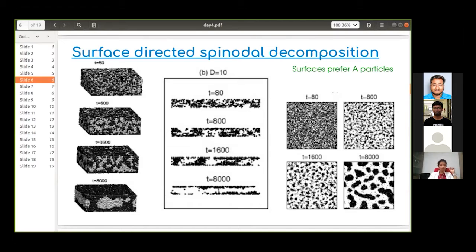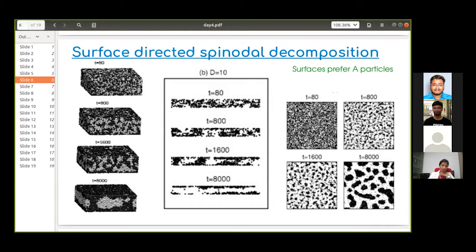As time progresses, you see the layers gradually developing. For example, at t equal to 800, if you look at the top surface, it has now already got more A particles, so it's trying to form a layer of A particles. In the intermediate region, you see some kind of domains or structures forming. A similar thing is happening at the bottom surface also, because the bottom surface also prefers the black particles, but you don't really see it because the thickness of that layer is not thick enough for you to see it now.